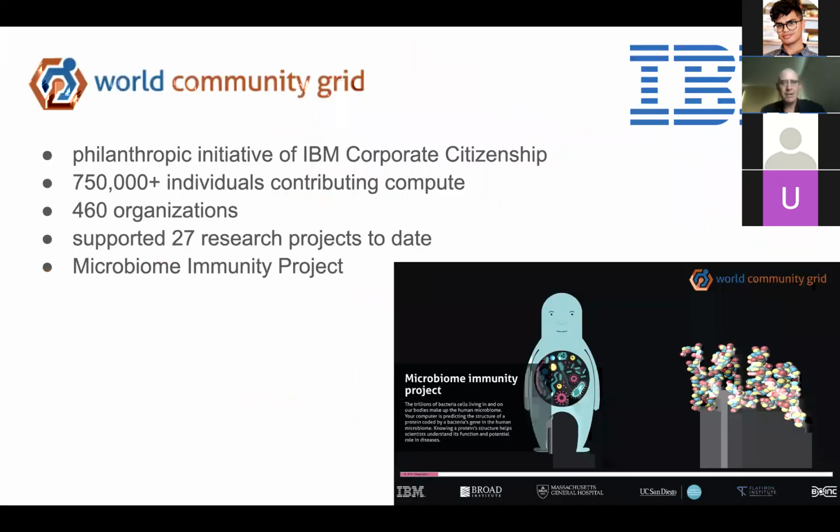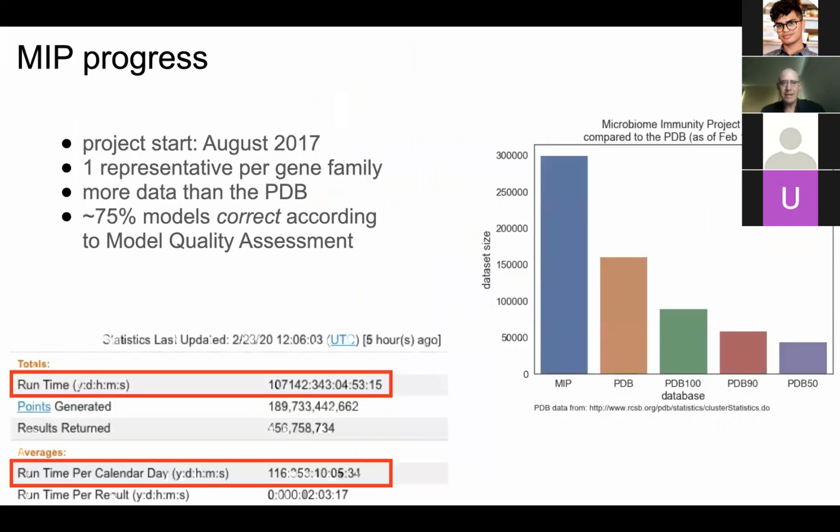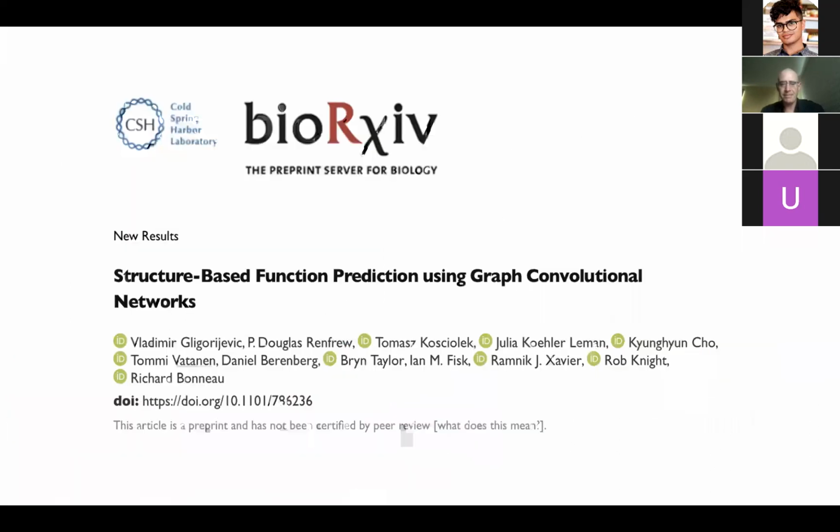The World Community Grid is a philanthropic initiative of IBM corporate citizenship, and currently over 750,000 individuals and 460 organizations are contributing compute to this. And that's what we're using for this project. Just to give you an idea of the progress, we started the project in August 2017, and we've already produced more data than the entire PDB with these structural predictions. And you can see that we've consumed many CPU centuries of time on this project.